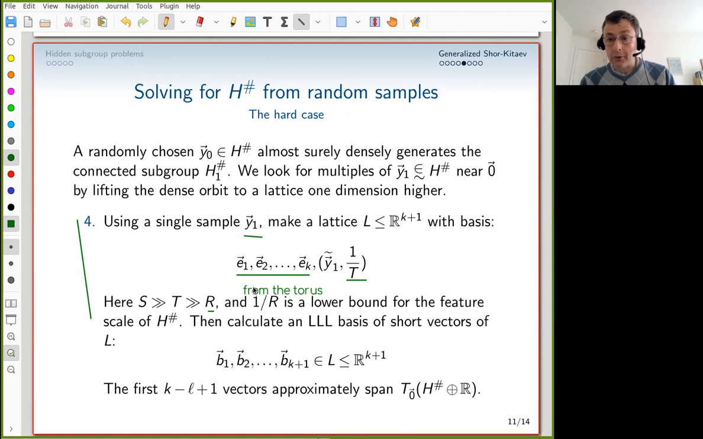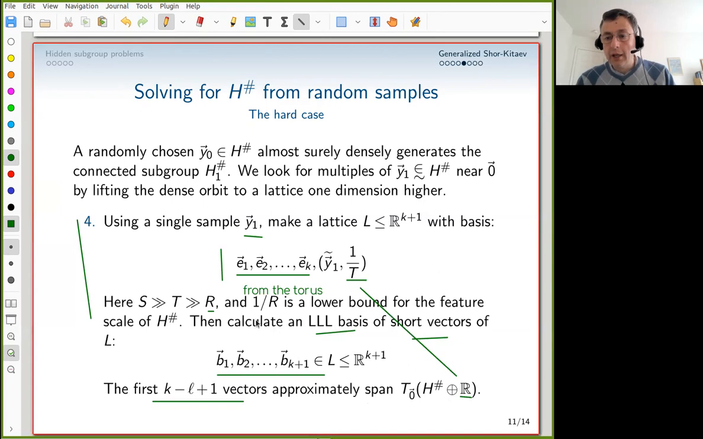So then we do have a lattice, that's our lattice L, and we can calculate an LLL basis of, well, not super short vectors, but pretty short vectors. There's another exponential factor in how short they can be, exponential in the dimension, but still good enough, pretty short vectors. And there's our lattice basis. And the first k minus l plus one of them approximately span the tangent space at the origin to H sharp plus the new direction r. Okay. That's what the short vectors are going to do.